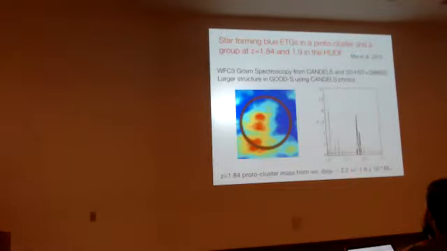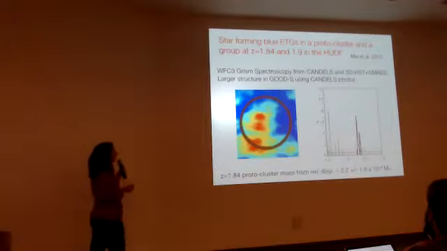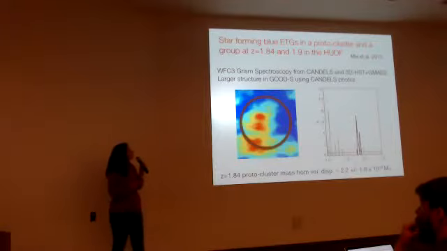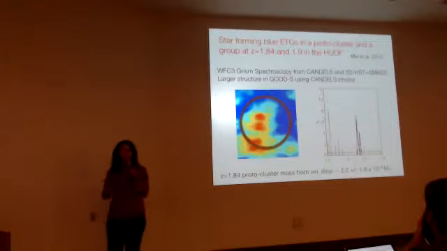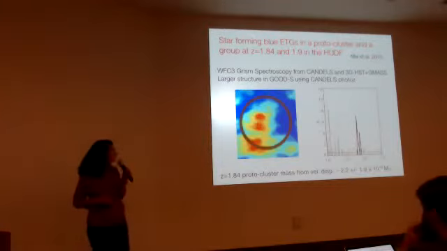So the first story is about this object, which is a protocluster at 1.84. There are two structures, a protocluster and a group at 1.9, that we observe in the ultra-deep field with the CANDELS collaboration.